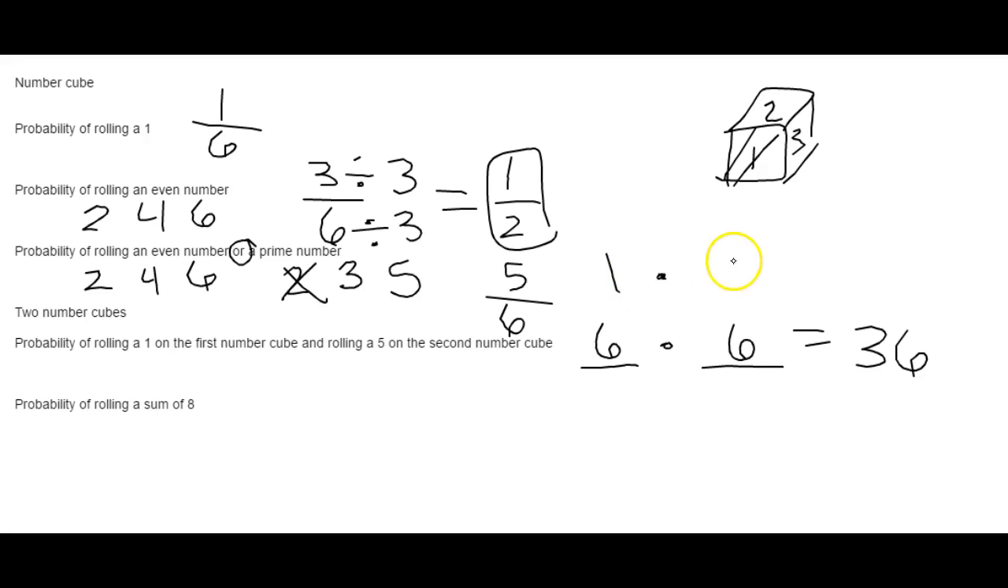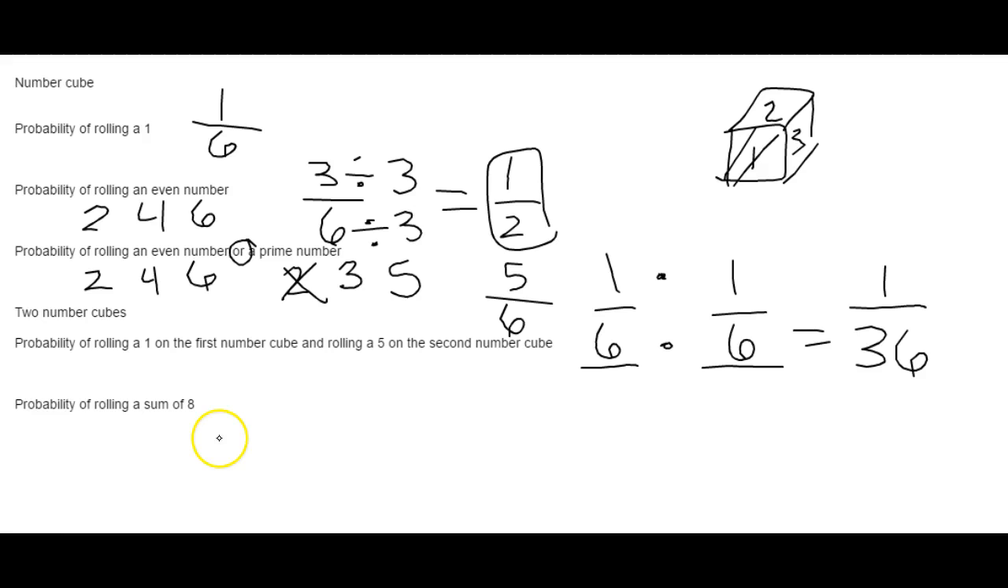1 times 1. So really it's like we're multiplying the probabilities together. 1 out of 6 times 1 out of 6. 1 way to get a 1, 1 way to get a 5 out of 6 ways on each number cube is 1 out of 36. So anytime you have 2 events and they're independent, they don't impact each other, rolling the first cube will not affect what you get when you roll the second cube. You multiply those 2 probabilities together.